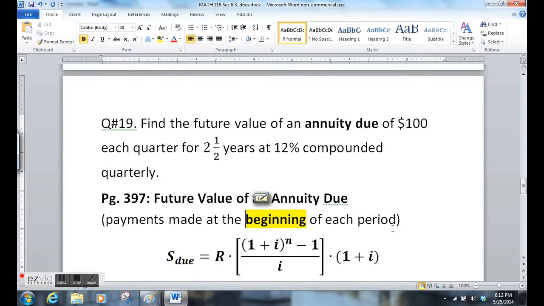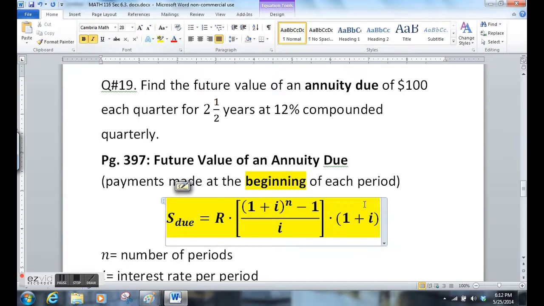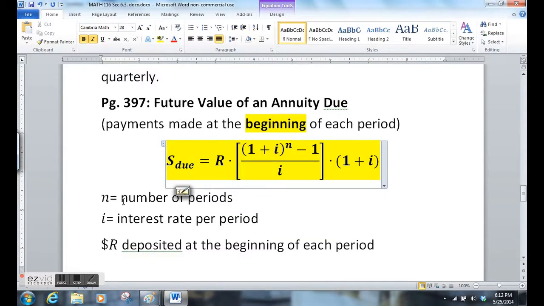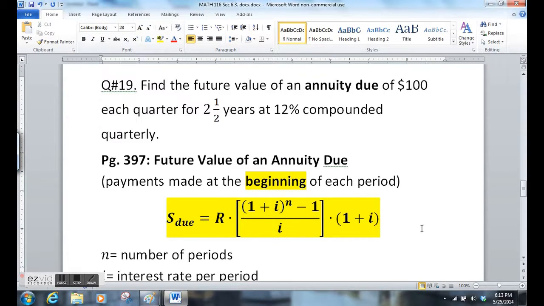So your payments are made at the beginning of each period, and here's your formula. Really, the only difference is if you're paying at the beginning of each period, you have one extra period, so you get this extra multiplication. So, same sort of formula. N is the number of periods, I is the interest rate, and R is the money you're depositing at the beginning. Whether you're making the payments at the beginning or the end will decide which formula you're using. Annuity due: due at the beginning of each month.